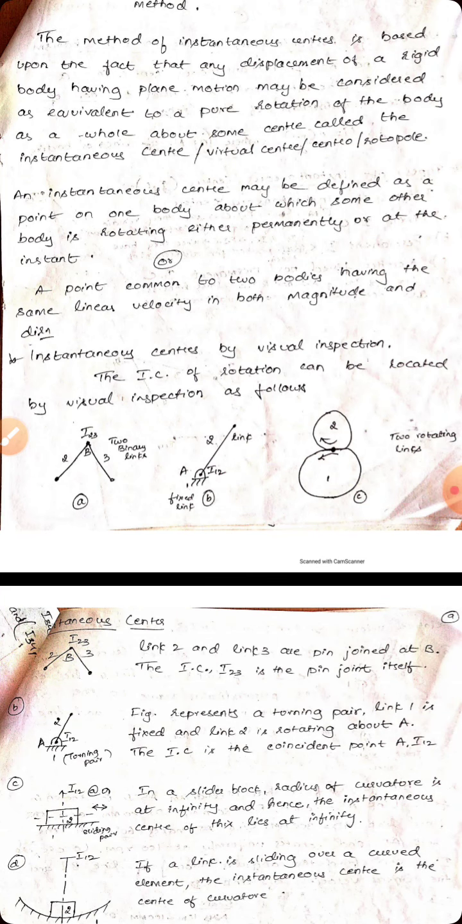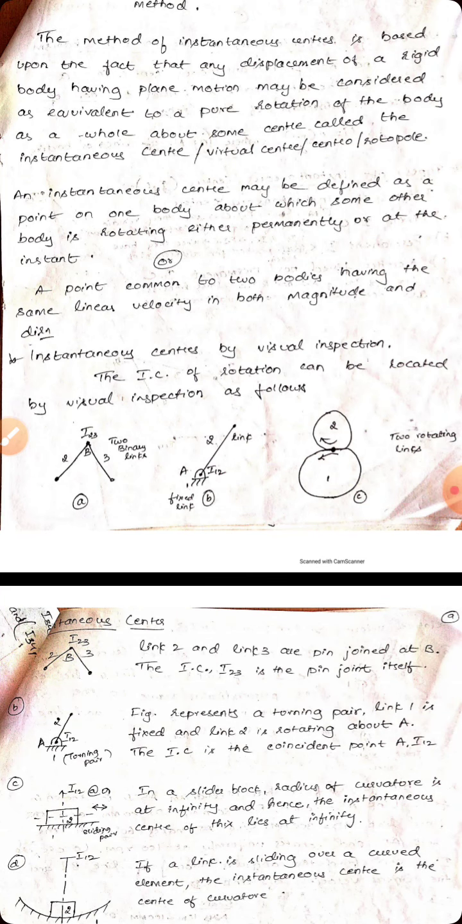It is also defined as a point on one body about which the other body is assumed to rotate. This is called the instantaneous center. It is nothing but a point common to the two bodies where one body is assumed to rotate with respect to the other body. Now, we will see how the instantaneous center is defined for the various links or bodies, case by case.